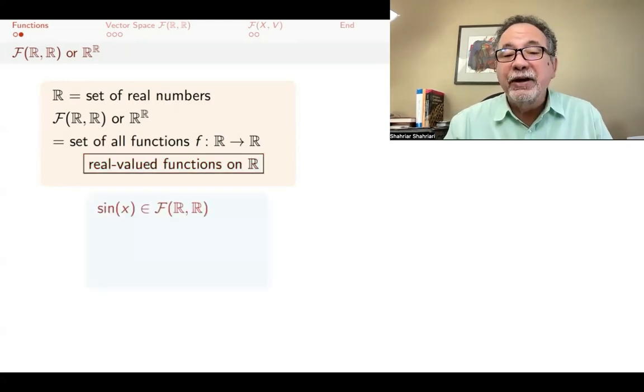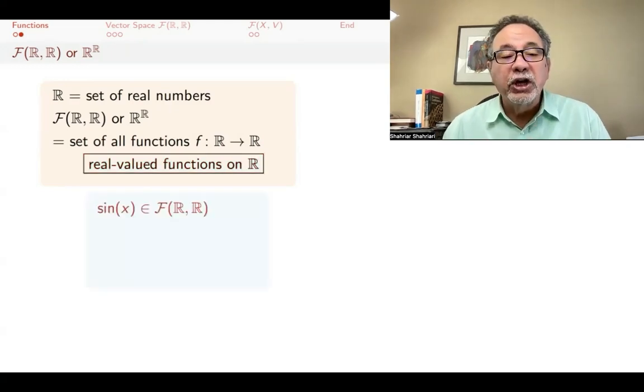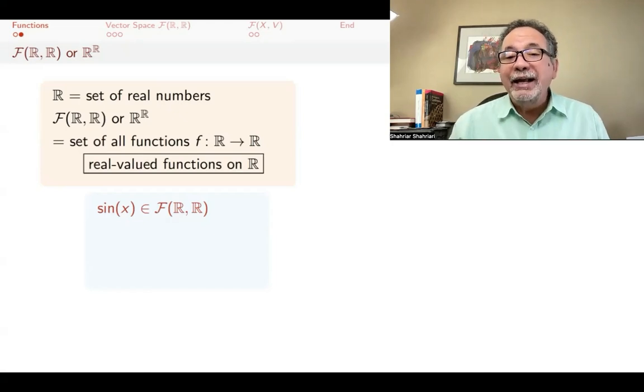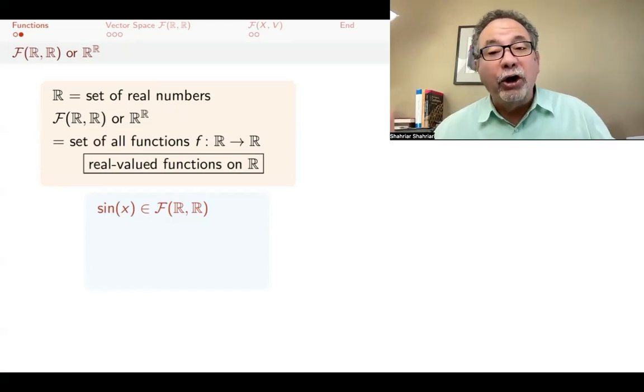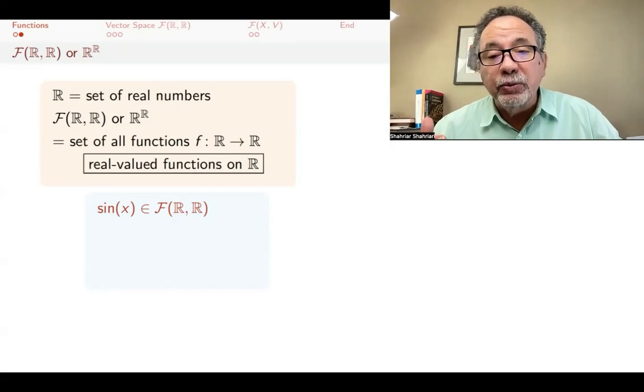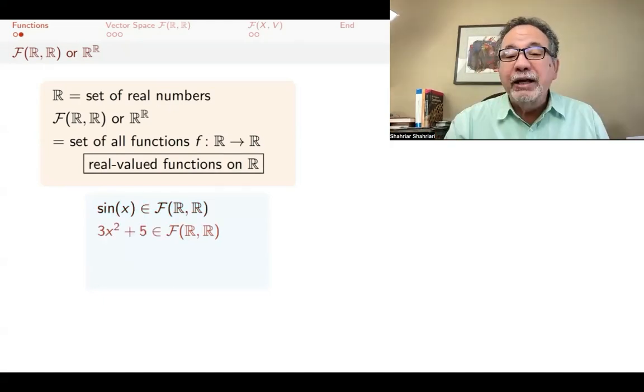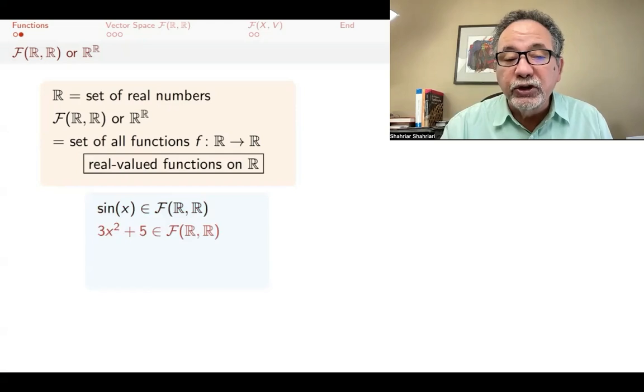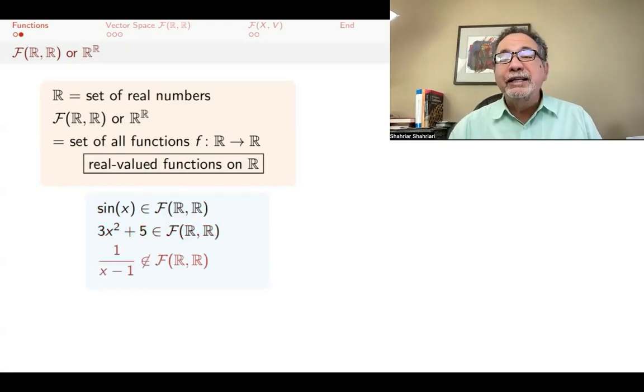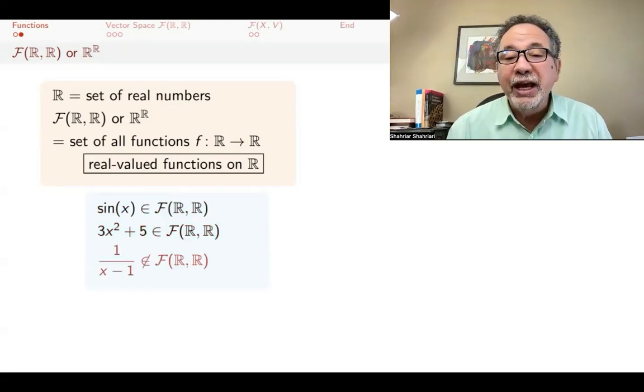For example, sine of x is a function from the reals to reals. You plug in any real number you like, and you'll get back a real number. You don't get back all real numbers. You only get back numbers between -1 and 1, but that's okay. 3x squared plus 5 is also a function from R to R. 1 over x minus 1 is not, because you can't plug in 1.